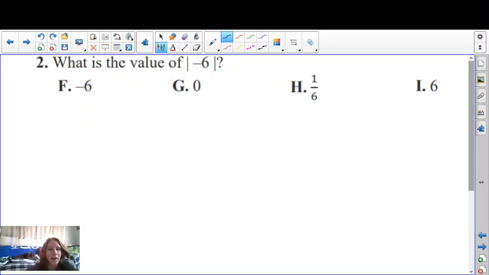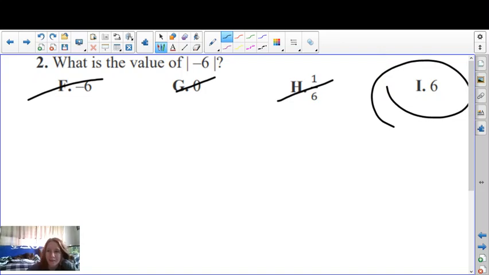Number 2, what's the value of the absolute value of negative 6? We know that absolute value is a distance from 0, doesn't mean it's going to be 0. It's not going to magically turn into a fraction. But I don't want distance to be negative, so my answer here is going to be 6.